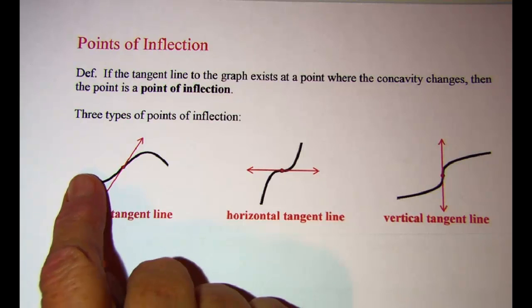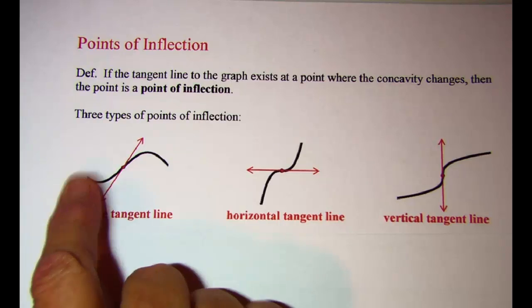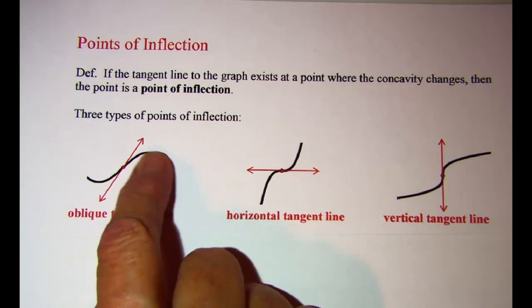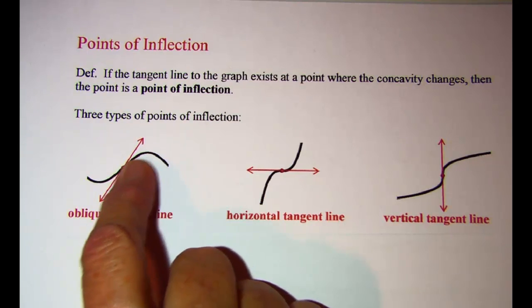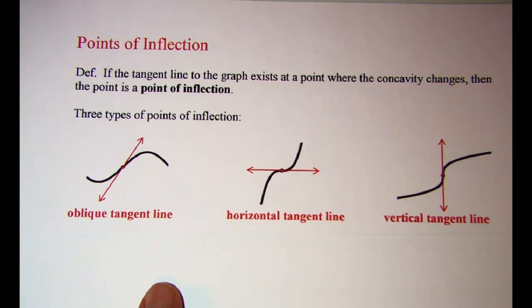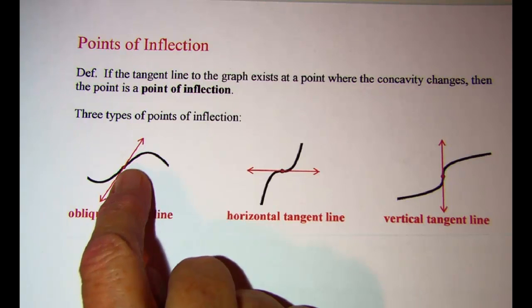Notice on this first example, we have concave up here until we hit this point, and then the curve is concave down. So it changes from positive second derivative to a negative second derivative at this point. Our tangent line is an oblique tangent line. This curve, by the way, is a piece of the sine curve.